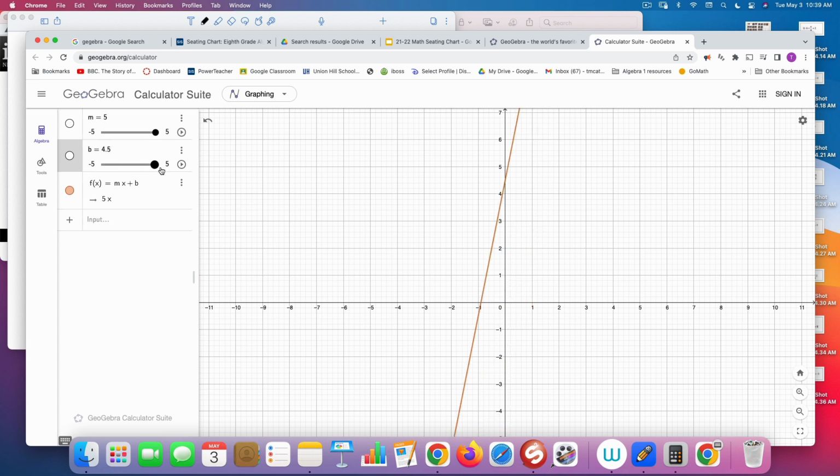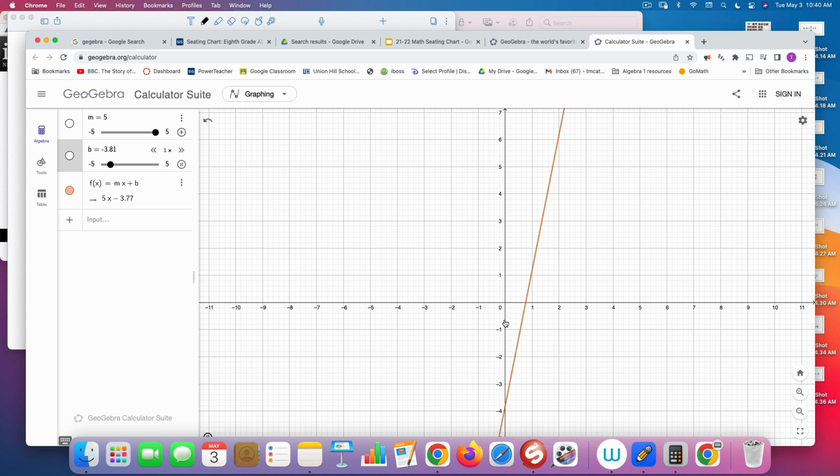Five to negative 5. What happened to the y-intercept? Yeah, it moves down to negative 5. From 5, it goes down to negative 5. You could also press play and watch what happens. The y-intercept is slowly moving, and it's going to 5.